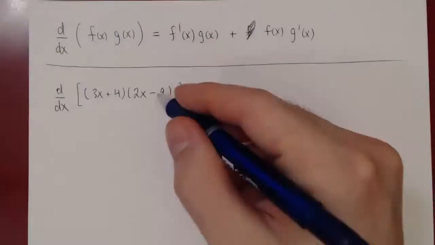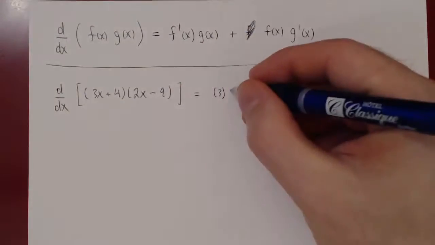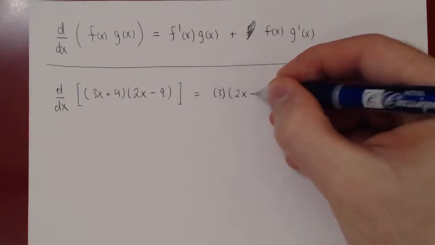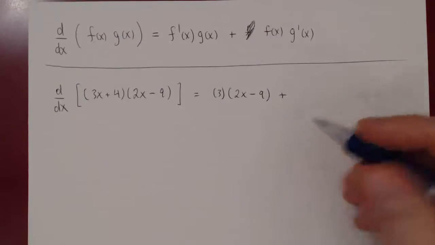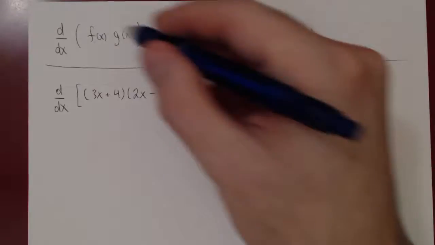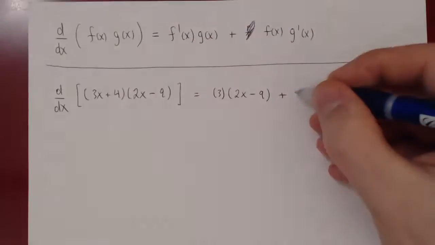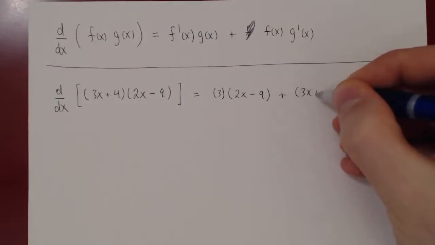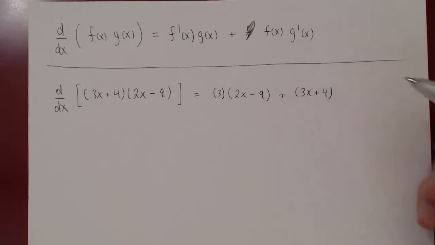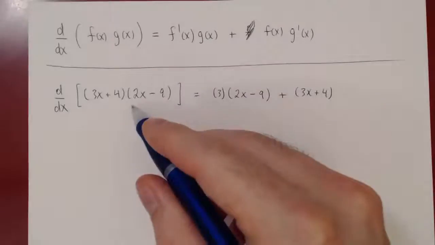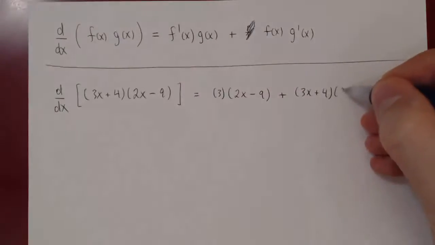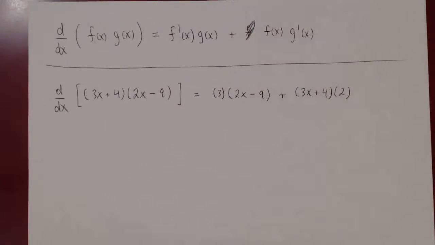Times the second function g of x, so that's 3 times 2x minus 9, plus, and now we flip the role of the derivative, so plus the first function, so 3x plus 4, times now the derivative of the second function. The derivative of 2x minus 9 is just 2. And now we have the derivative.